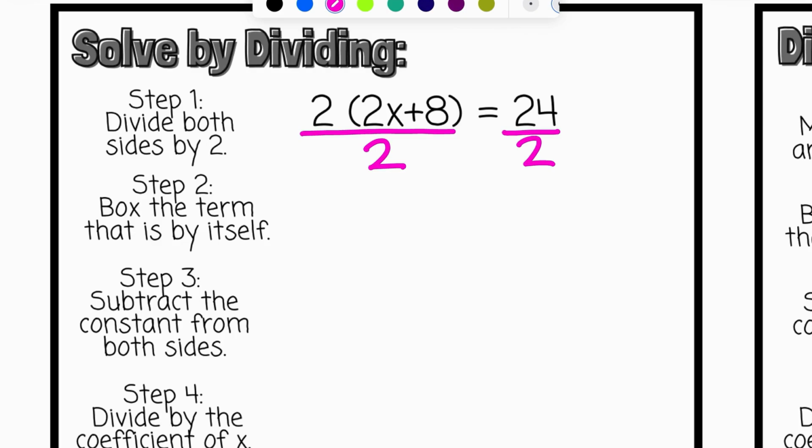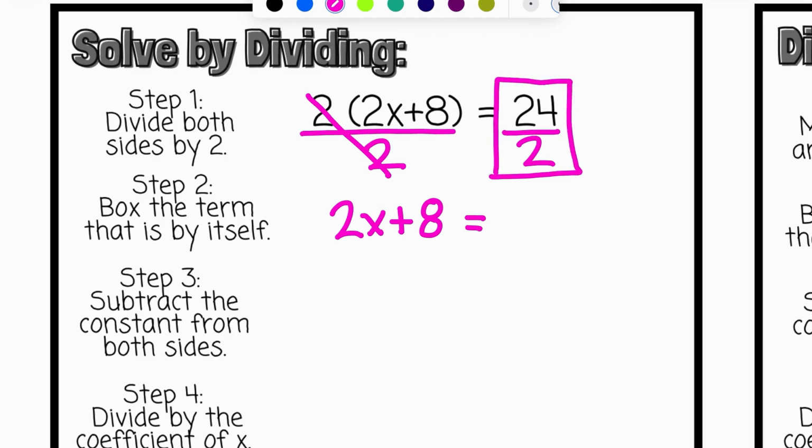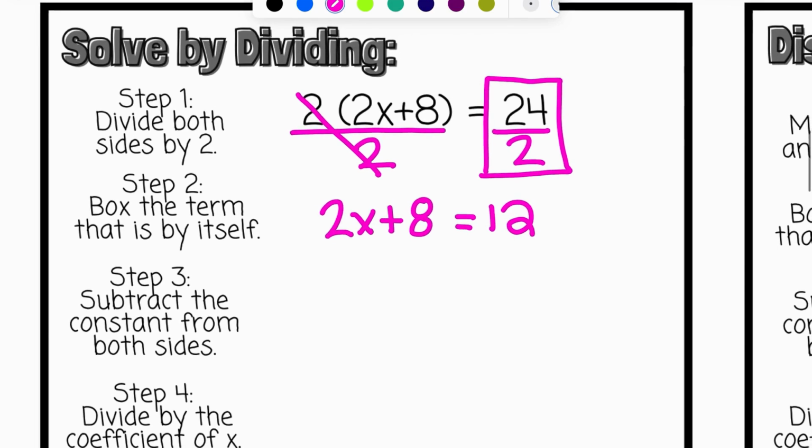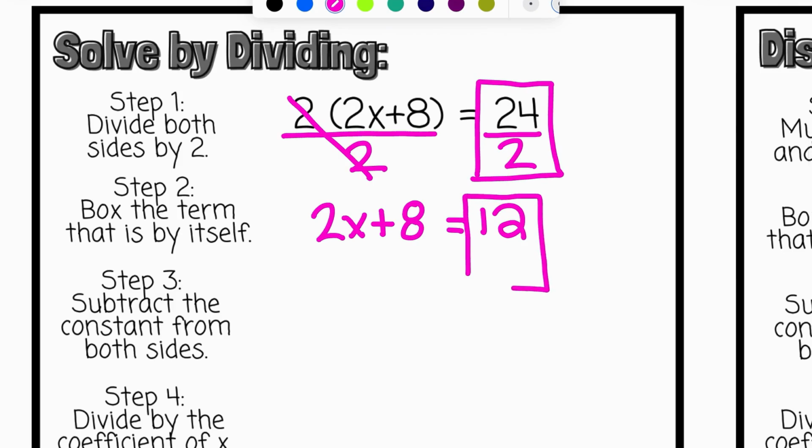2 divided by 2 is 1. So that's like 1 times 2x plus 8, which is just 2x plus 8. And then we will calculate this side of the equation. 24 divided by 2 equals 12. Now we've simplified and we don't have those parentheses anymore. This is just a two-step equation. I'm going to box the 12. Remember the box method, we box the term that's by itself. Box the 12, which means we cannot move it.